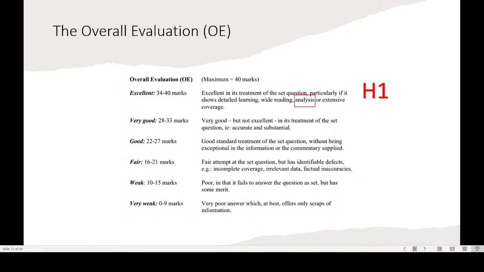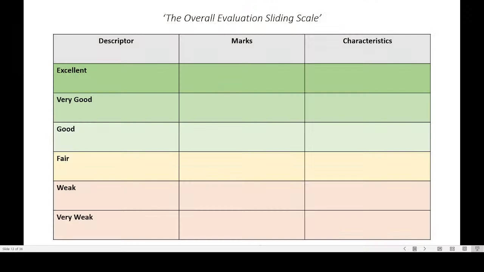Sorry, the 34 to 40 bracket mark is our H1, shall we say. So our OE sliding scale will look something like this. An excellent paragraph will get 30 to 40 marks, and the characteristics of that: excellent in its treatment of the set question, particularly if it shows detailed learning, wide reading, or extensive coverage. That's really important there with our OE.